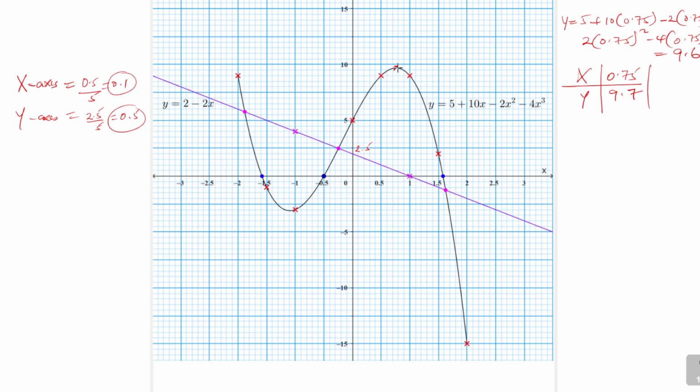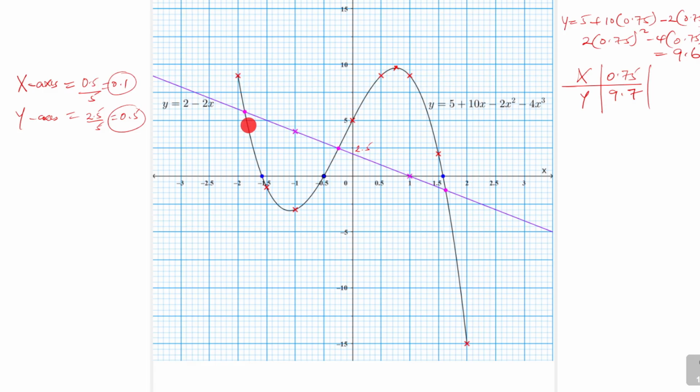So this is the point. So 9.7 will be here. This will be the point. So x is 0.75, then y is 9.7. So that is the point. Now that is how you're supposed to do it.